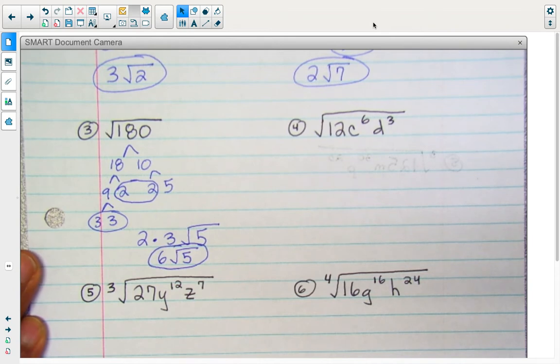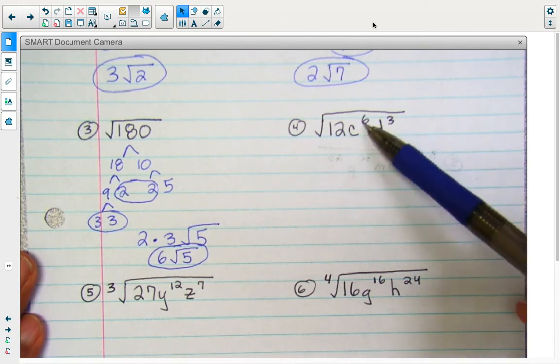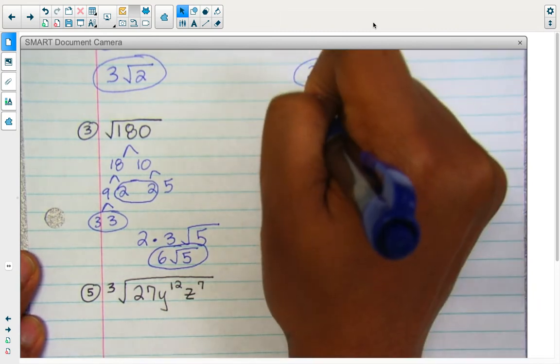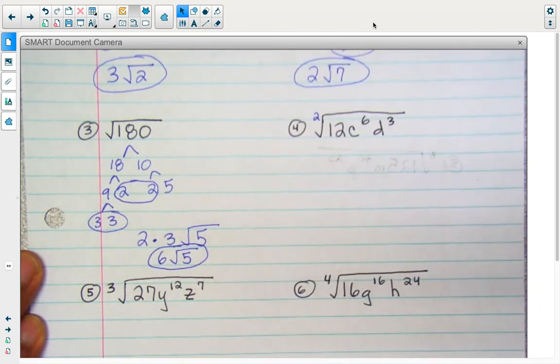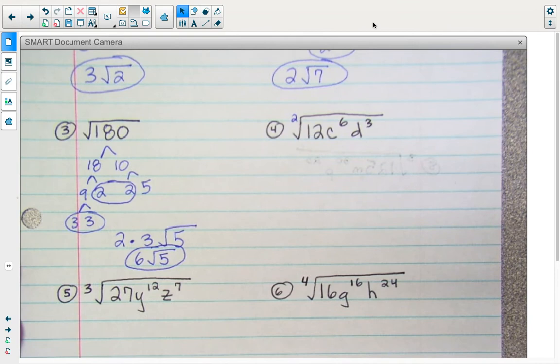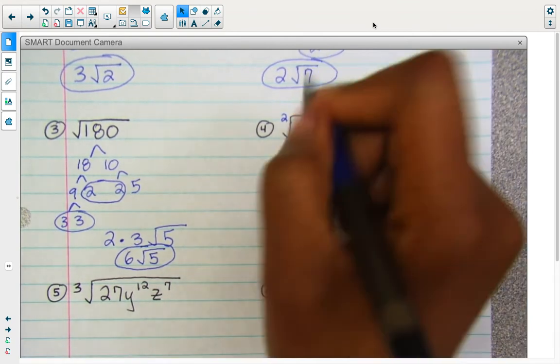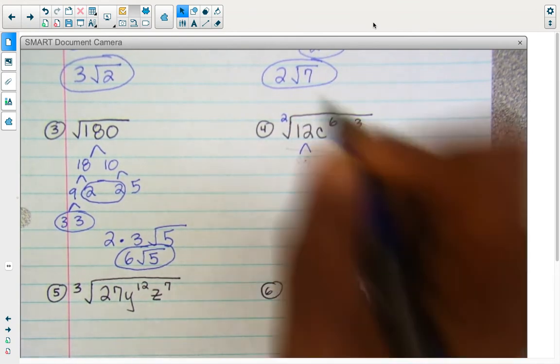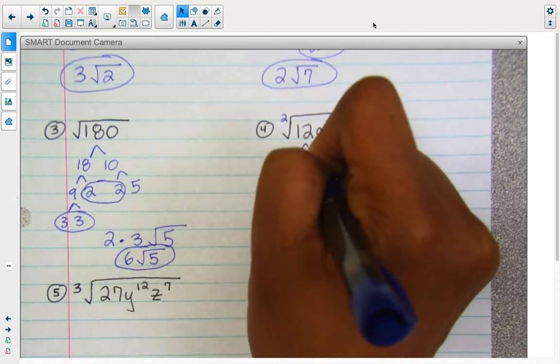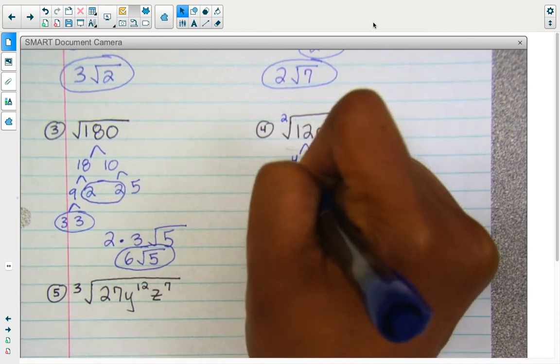All right, number 4. Now, this is the first one where I have a variable involved, but I'm still going to go through and do the same thing. So we're going to do a factor tree, and then I'll show you what to do with your variable. So I'm going to go ahead and put the 2 on the outside so we don't forget that that's what we're looking for. We're looking for 2 of the same number. So I'm going to break down 12. 12, let's do 4 and 3. I'm going to break down 4, that's 2 and 2.